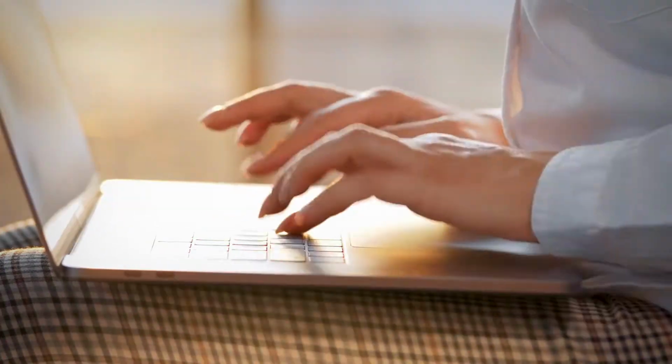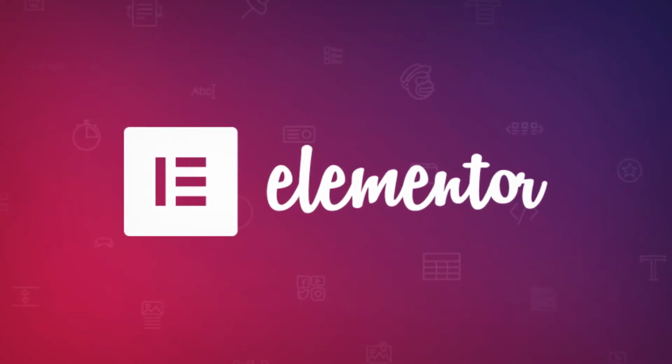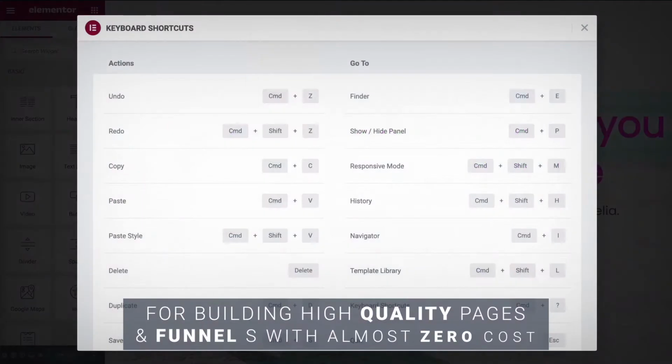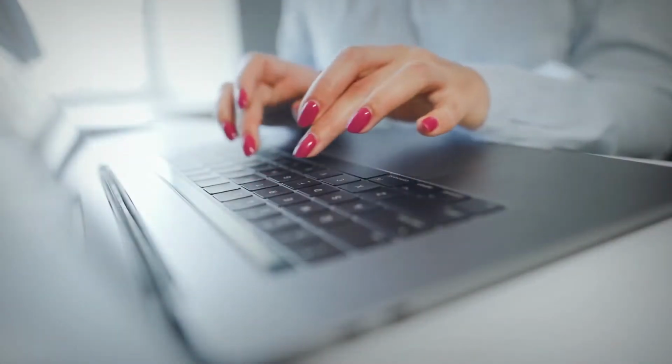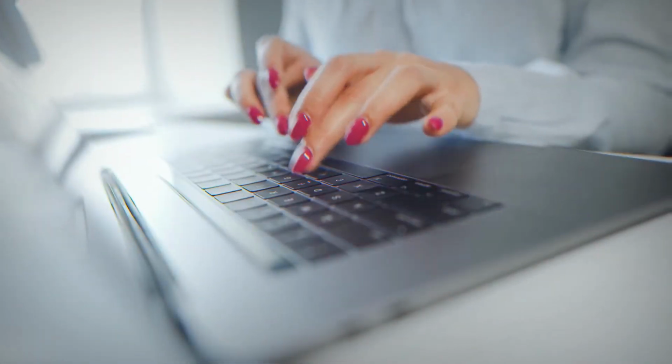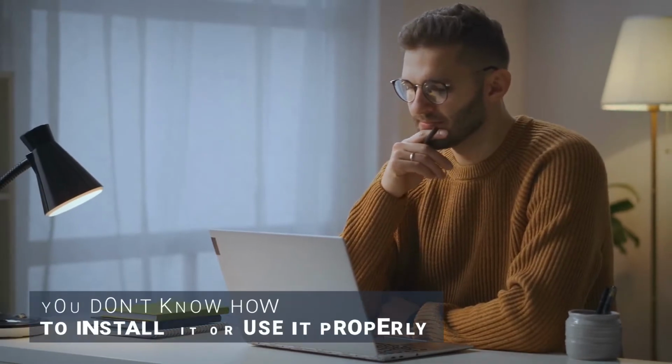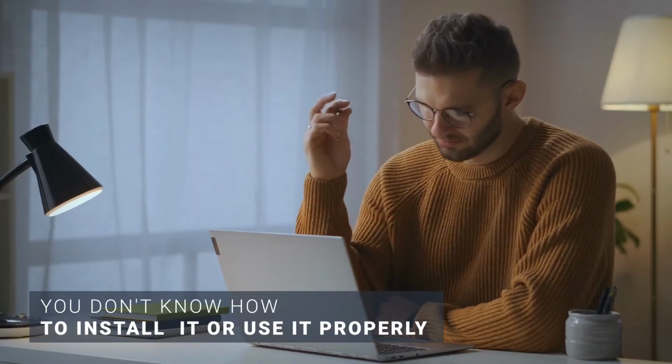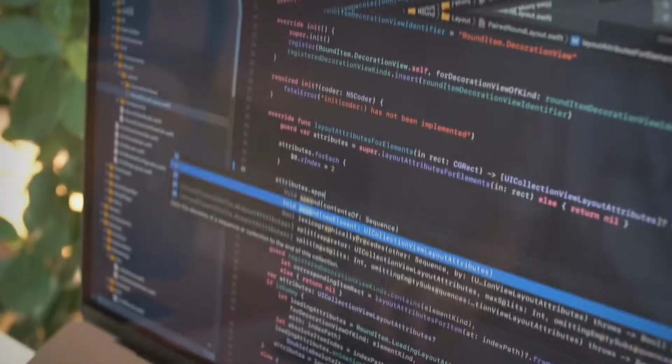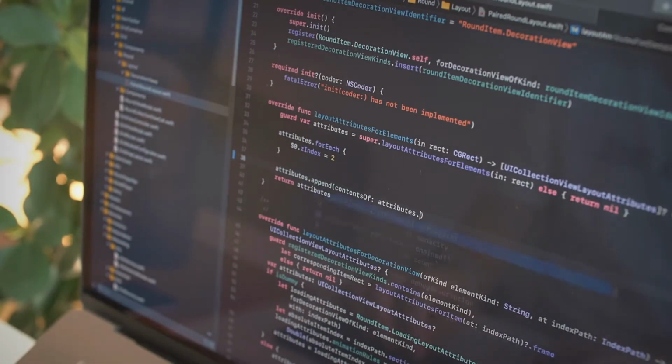the way to go. Elementor is one of the fastest growing platforms for building high-quality pages and funnels with almost zero cost. But when you want to start with Elementor, it's not that easy at first. You don't know how to install it or use it properly. Most of the time, you have to struggle with finding a software developer, pay them a ton of money, and waste a lot of time and energy.